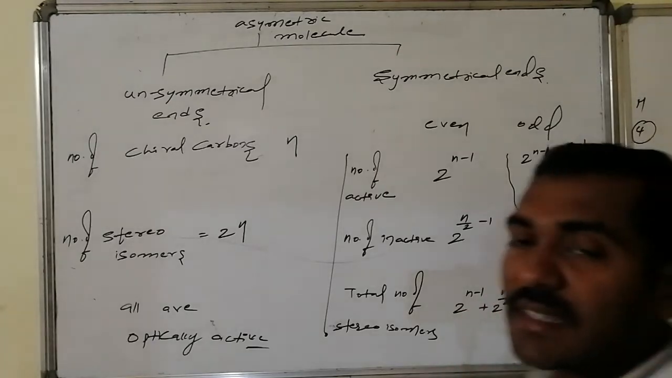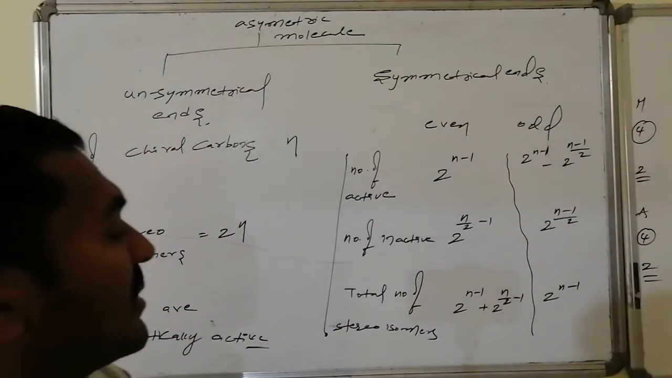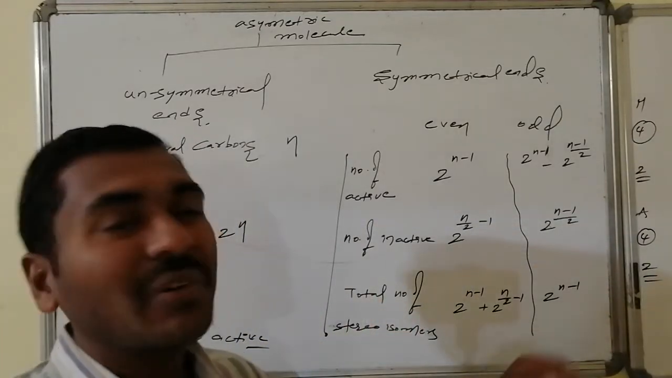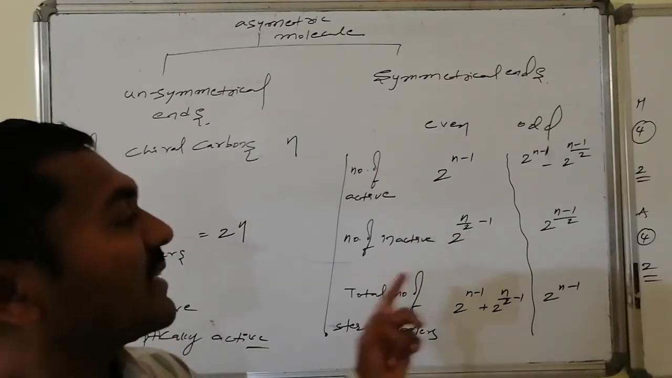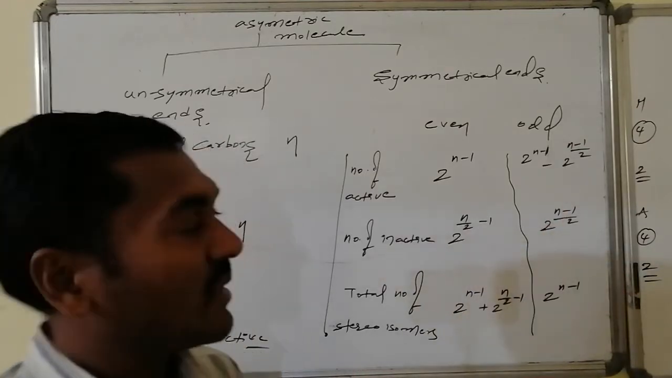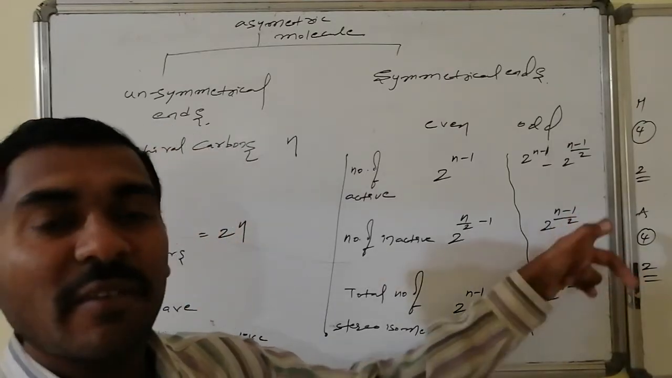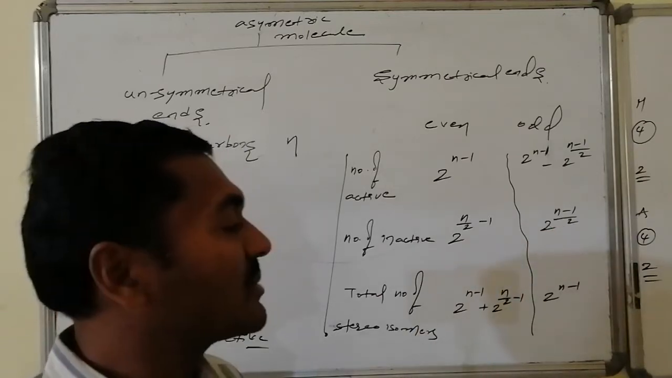If it consists of an odd number of chiral carbons, then there is a slight variation. The total isomers will be equal to 2 power n minus 1, total active plus inactive. The inactive isomers will be equal to 2 power n minus 1 by 2. n is odd, n minus 1 is even, divided by 2 gives a whole number. Thus calculation becomes easy, and remembering also becomes easy.